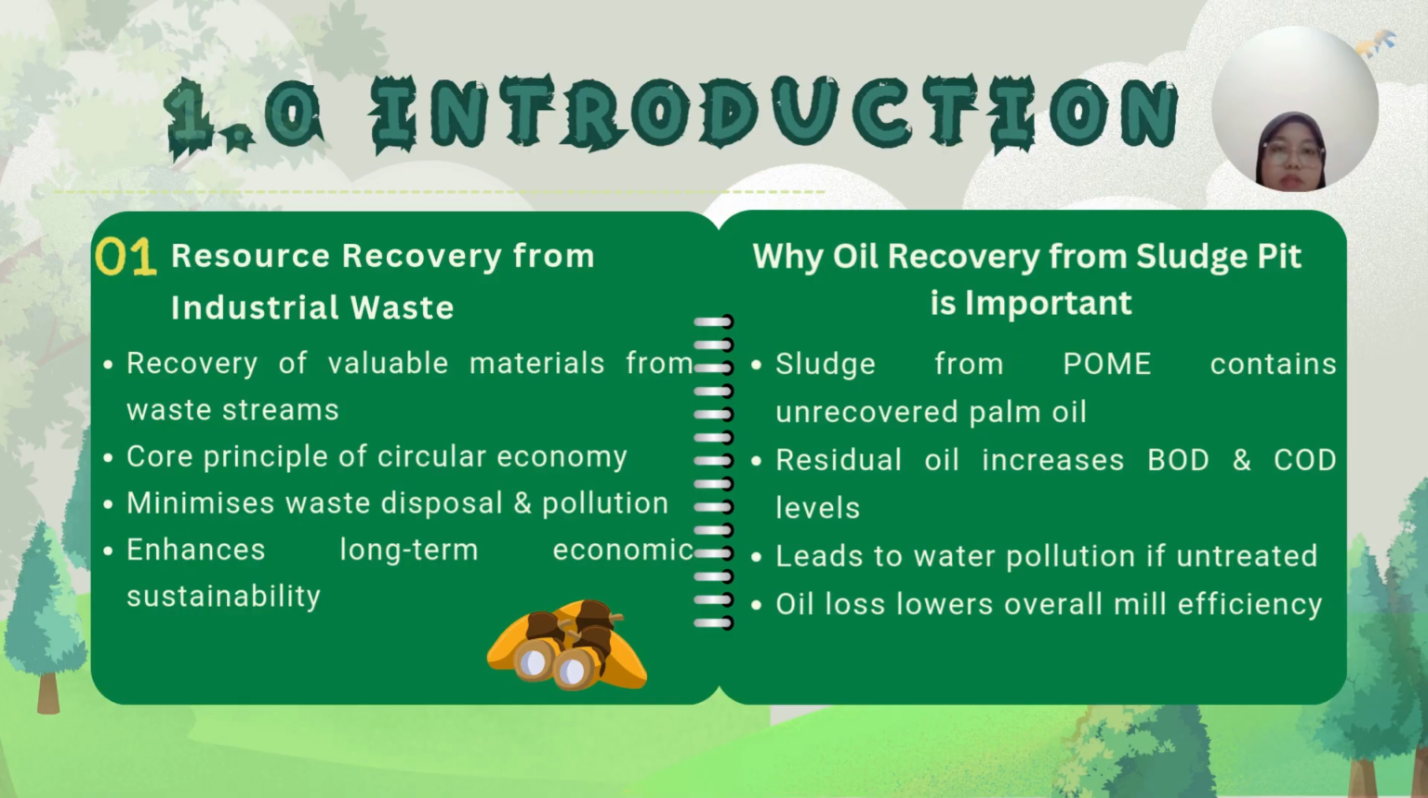In palm oil mills, sludge generated from mill effluent still contains unrecovered oil. If this oil is not recovered, it increases both BOD and COD levels, which can cause water pollution. At the same time, oil loss reduces the efficiency of palm oil extraction. Therefore, recovering oil from sludge pits is essential for both environmental protection and improved performance.